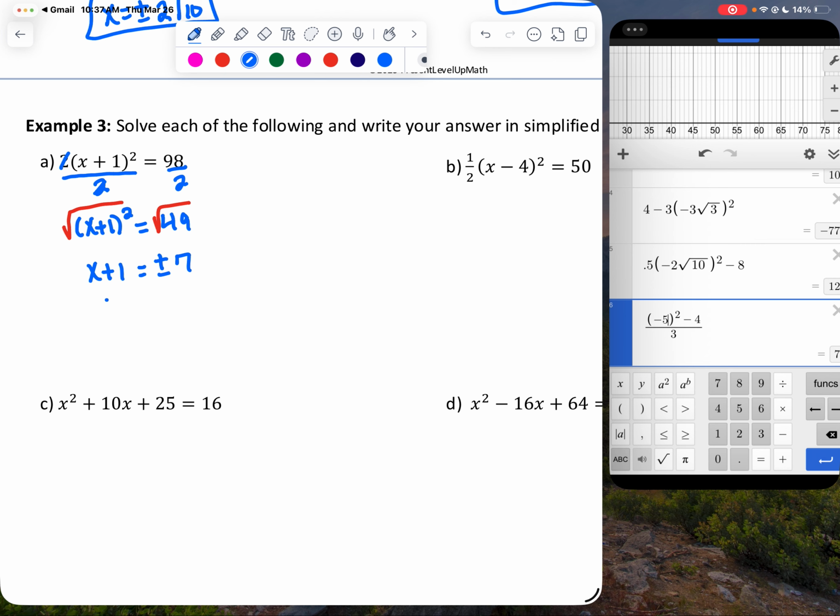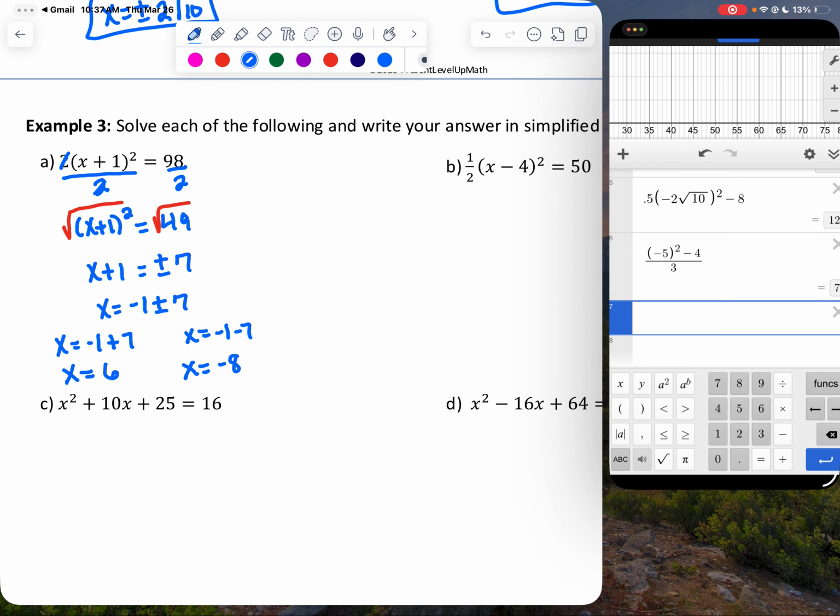Now, to get the x by itself, I'll subtract 1 from both sides. So negative 1 plus or minus 7. So what we have is 2 problems here. X is equal to negative 1 plus 7, and x is equal to negative 1 minus 7. So here, negative 1 plus 7 would be 6. Negative 1 minus 7 would be negative 8.